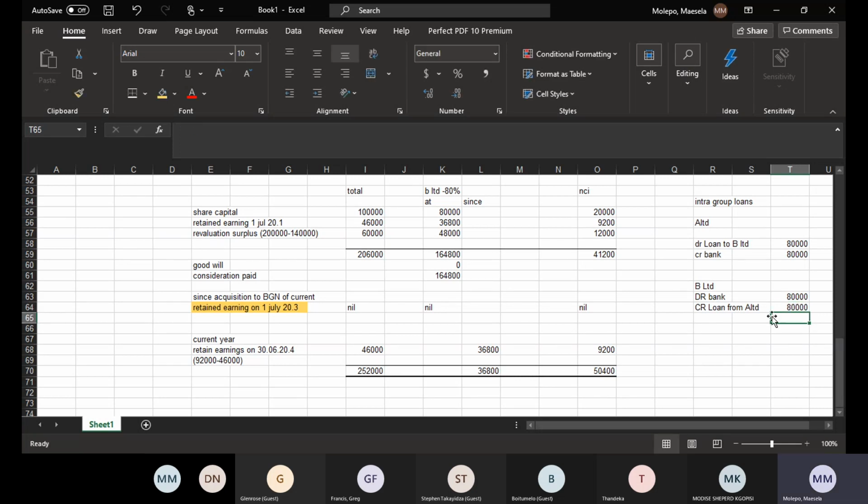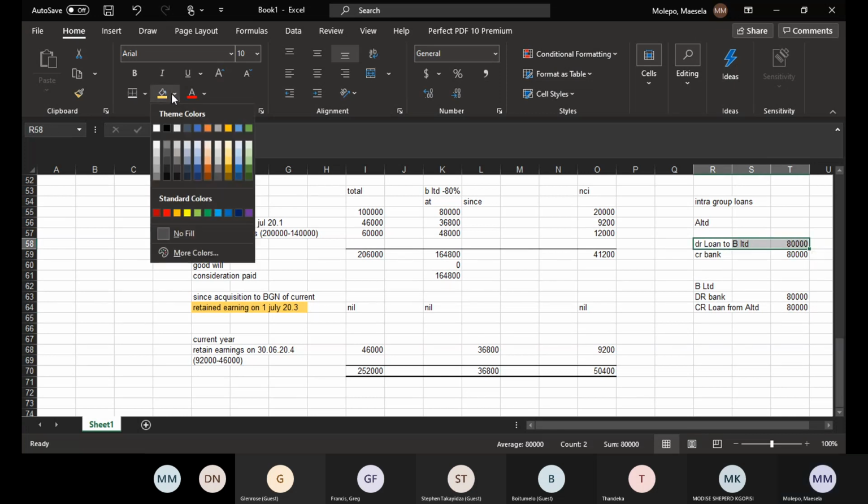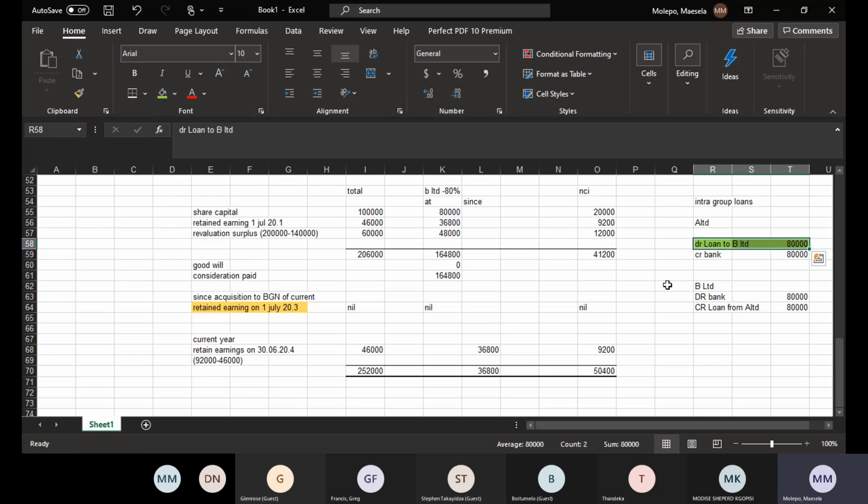For now, for the elimination purposes, we're gonna use this. When we eliminate, we use this only. We forget about the bank, we use this one. So it means now we're going to say loan A Limited on the debit, and then loan B Limited on the credit. Then we eliminate everything.